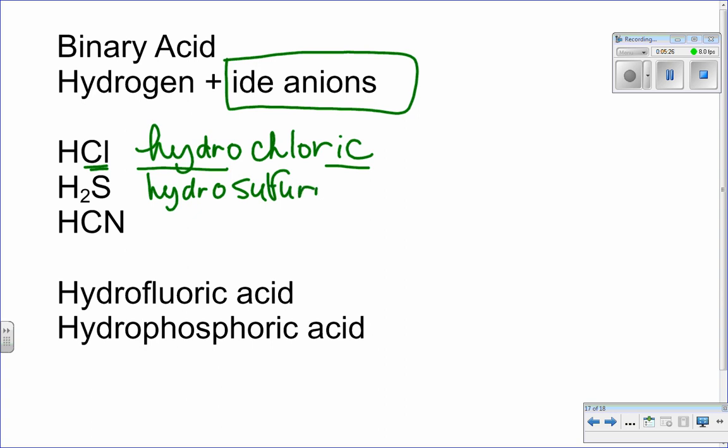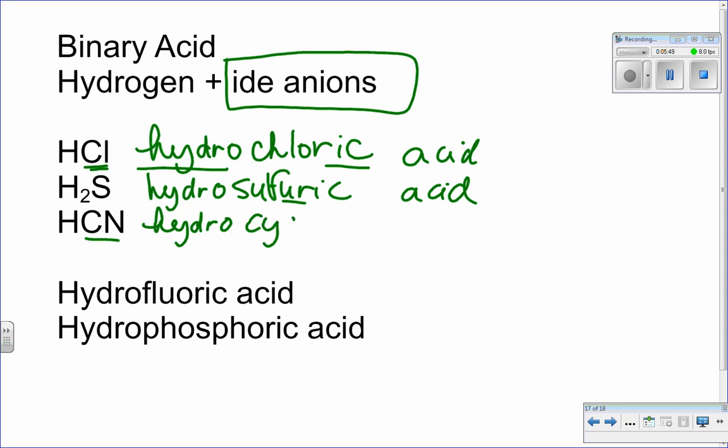Again, that little extra syllable for phosphoric and for sulfuric, there's always this little extra. They're all still acids, so we don't want to forget their last name. So CN is cyanide, so it's still an ide anion, even though it is a polyatomic. So it's still named with this hydro-ic thing. So hydrocyanic acid. So working backwards then, pretty easy.